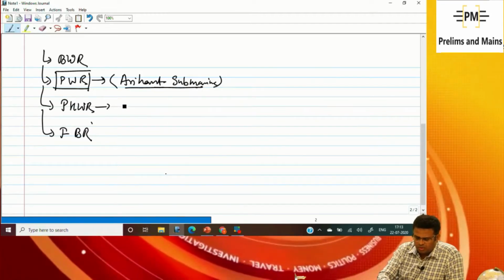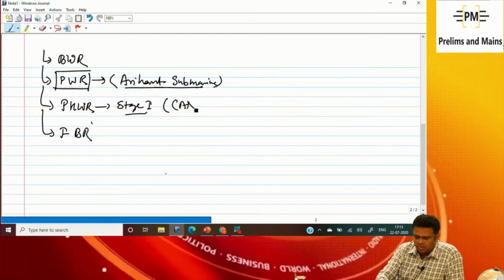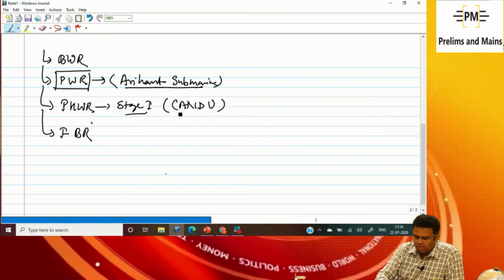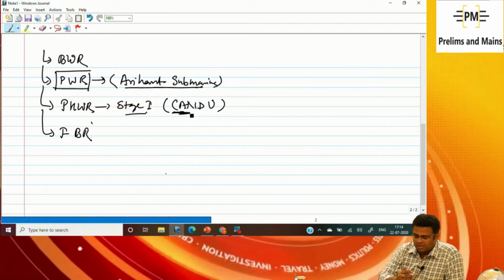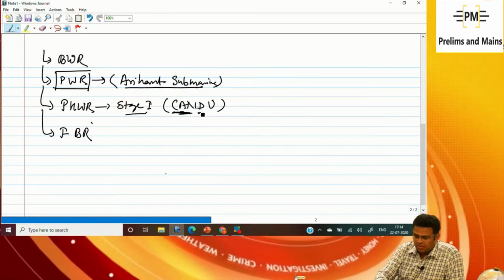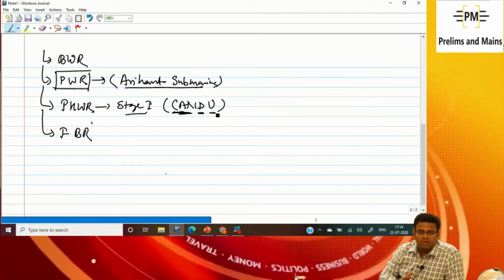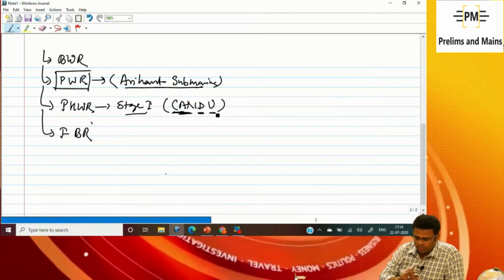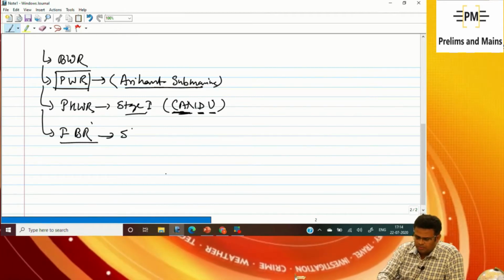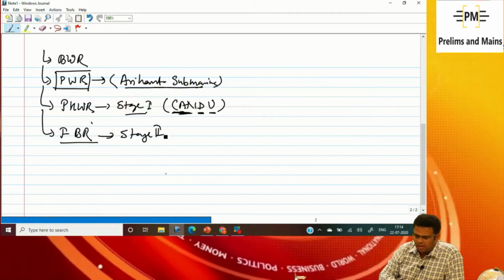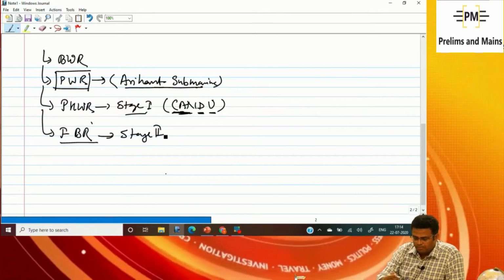It is in the stage 1 program of India, and it is also known as CANDU. CANDU you should remember: C for Canada and D for deuterium, because heavy water is utilized. Another is uranium. Uranium is the most important mineral, so the name has been given CANDU. And then the fast breeder reactor is stage 2, perhaps in Chennai, this is Kalpakkam.